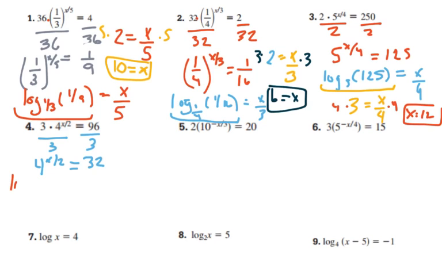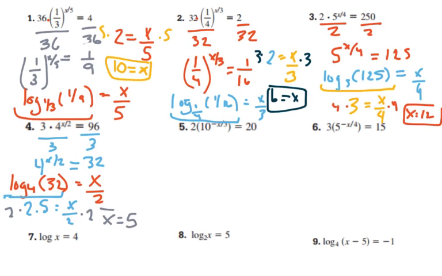If we rewrite it with our logs, we're going to have log base 4 of 32, which is going to equal x over 2. Evaluating this as a decimal, that decimal is 2.5, which we will end up multiplying by 2 on both sides and get an x of 5.